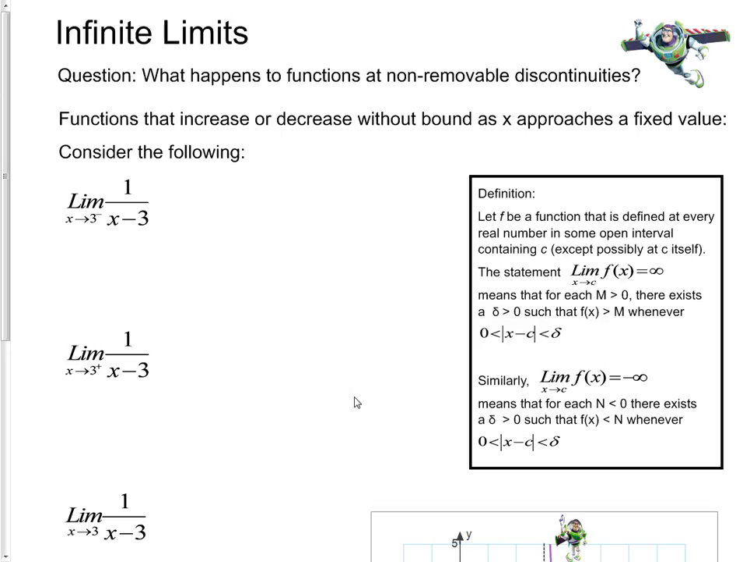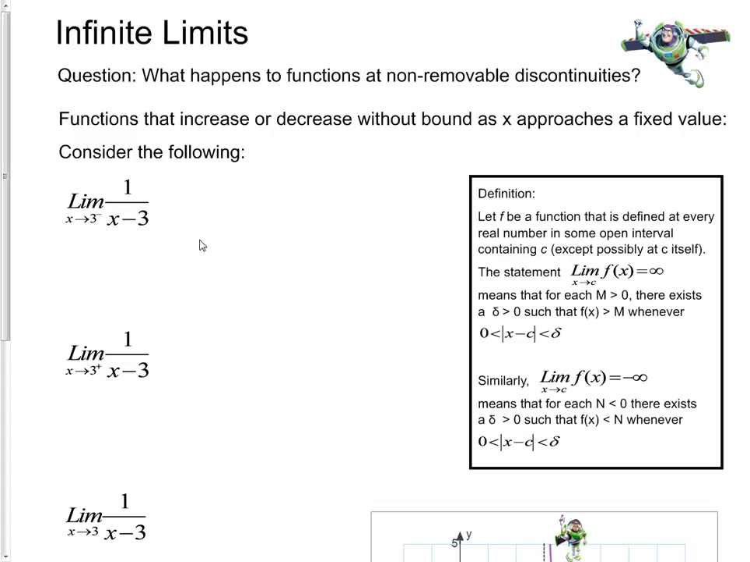Hello everybody. So we're going to talk about infinite limits. That is, we're answering the question this time of what happens to functions when we do have some of those non-removable discontinuities, and more specifically, the kind of functions that we know are the ones that have vertical asymptotes. These are functions that increase or decrease without bound as x approaches some fixed value.